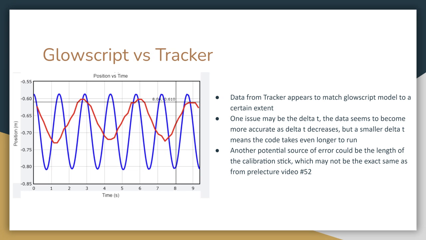Here we have Glowscript versus Tracker data. So the data from Tracker appears to somewhat match the Glowscript model. One issue that could explain the discrepancy could be the delta t. The data just seem to be more accurate as delta t decreases, but a smaller delta t means that the code takes even longer to run, and this code did take a significant amount of time to run.